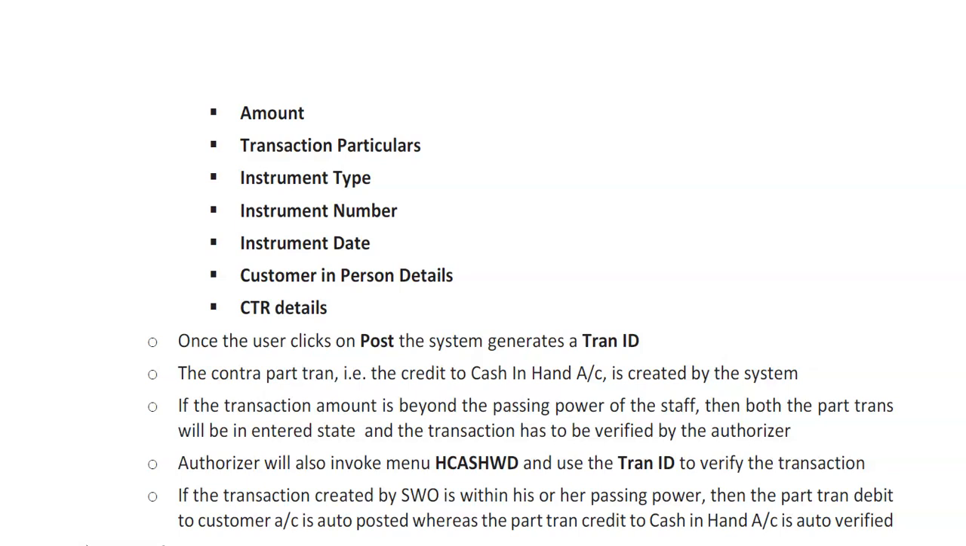If the transaction amount is beyond the passing powers of the staff, then both the part trans will be entered in the entered stage and the transaction has to be verified by the authorizer. The authorizer will have to invoke the same menu option Hcashwd. He can also use menu option HTM, enter the user ID, and all the transactions made by the maker will reflect here.